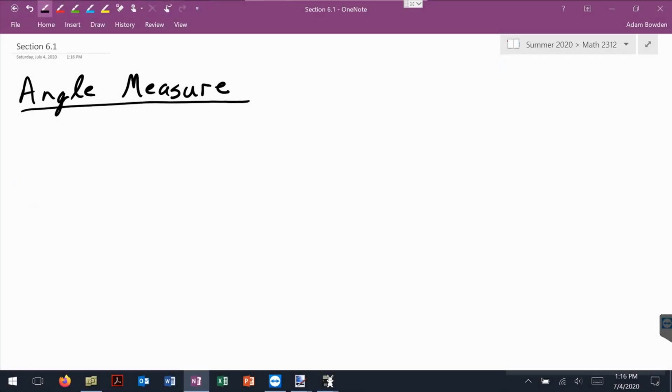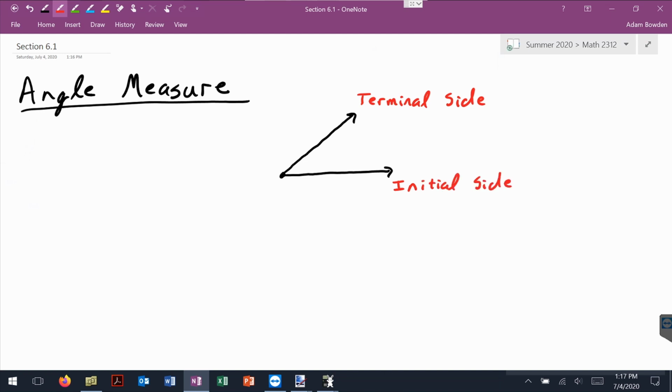So now we're going to start section 6.1 by discussing angle measurement. We're kind of moving away from the unit circle for just a minute and just talking about strictly the geometry of angles. An angle has two different things, and we'll give them names. One is the terminal side, and the other side is called the initial side. We start from the initial side and rotate around with the terminal side.